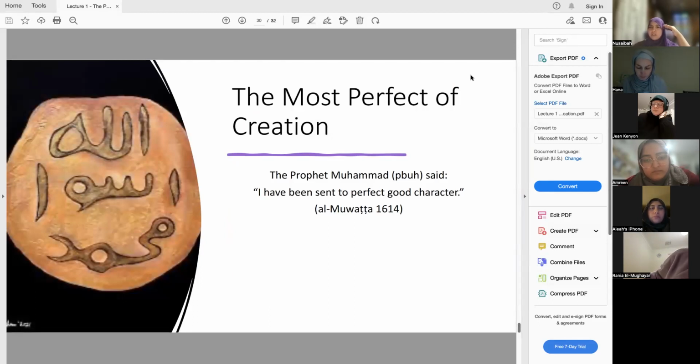So you don't even need to wonder, is this a good character? Is this a bad character? How do we balance firm but kind? How do we be patient, and when do we be steadfast? We don't even have to work that one out.